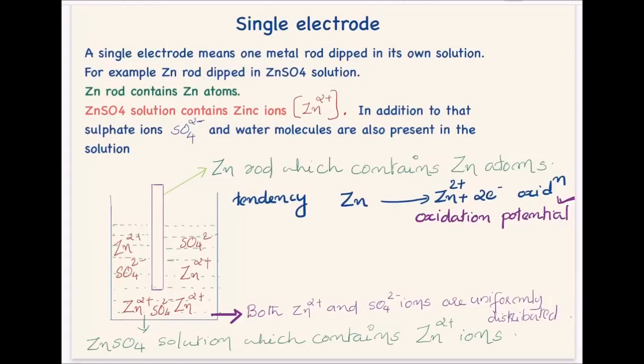The reason: if zinc is releasing electrons, somebody should be there to take that electron. Nobody is there to take that electron. That's why zinc cannot undergo oxidation itself, even though it has a tendency. Like the analogy, I have a tendency to donate money, but nobody is accepting that money, so I cannot donate money. But the tendency is there, and that tendency we call oxidation potential.